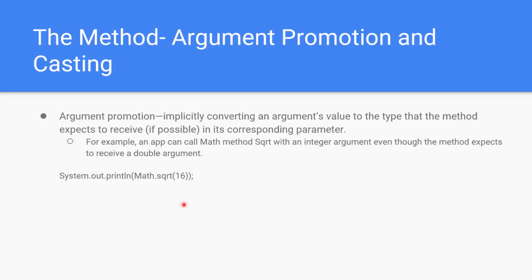Now, in this case, a 16 integer can be easily converted to a double without losing any type of data. A double is much larger. It can manage much more data. It's a bigger section of memory. But in this case, this int that's passed in is implicitly promoted to a double just to satisfy the requirements of the SQRT, or the square root method.